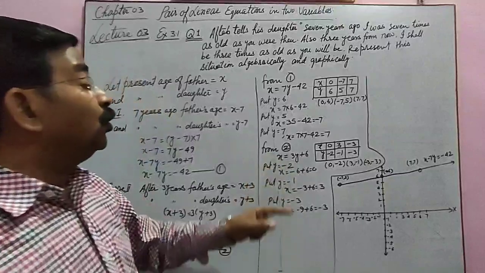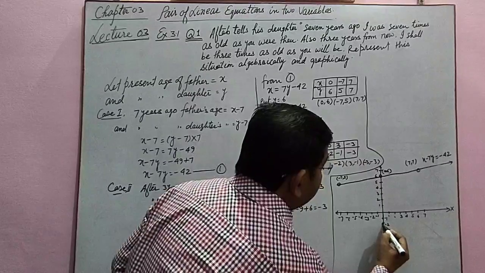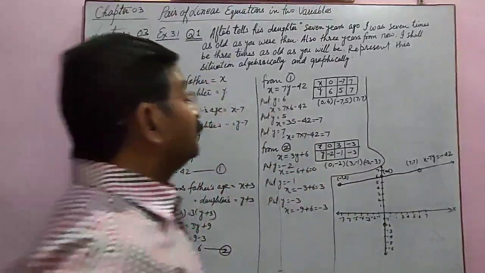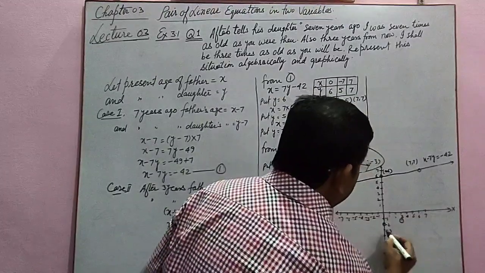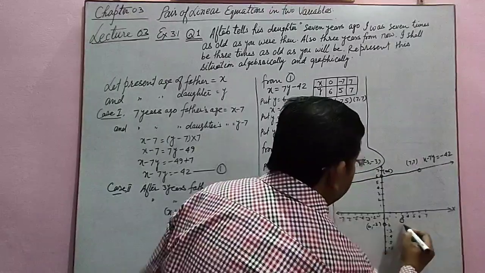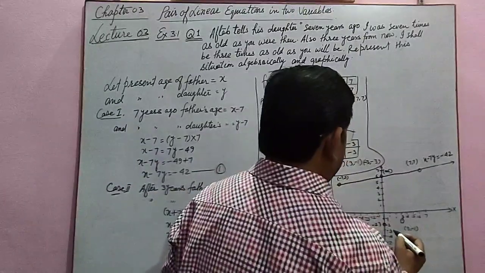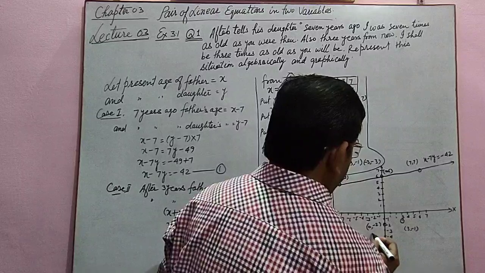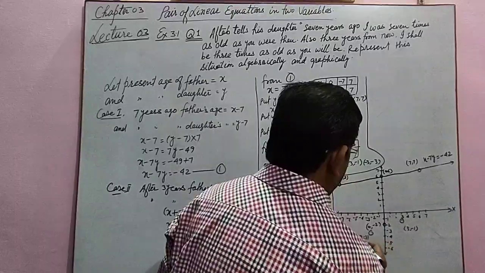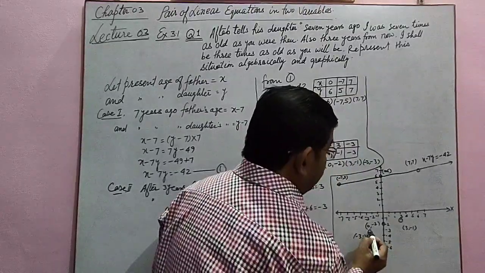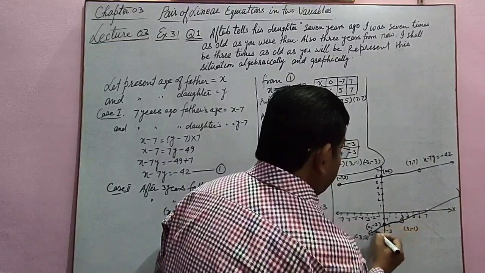Now for line 2, equation 2, we have 0, minus 2. Make this point visible by taking the point 3, minus 1. This was 0, minus 2. This point is 3, minus 1. Another point is minus 3, minus 3. X is equal to minus 3 and y is equal to minus 3. Let it be this point. We have minus 3, minus 3. And again join these 3 points. You will have a straight line.